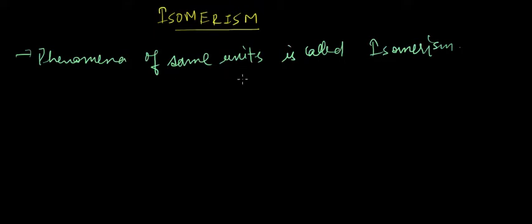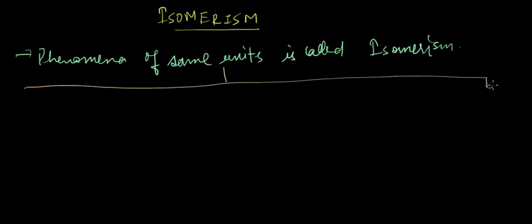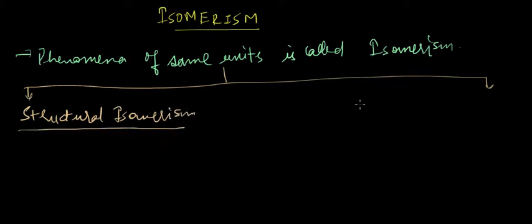Okay, so we divide the isomerism into two parts. First is structural isomerism, and the other one is stereoisomerism.